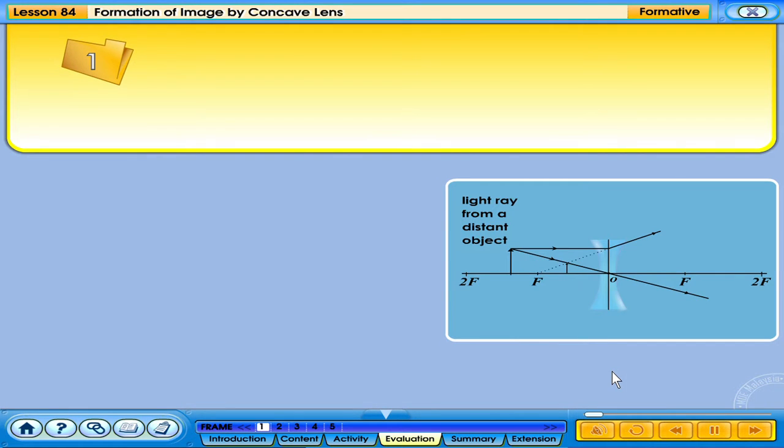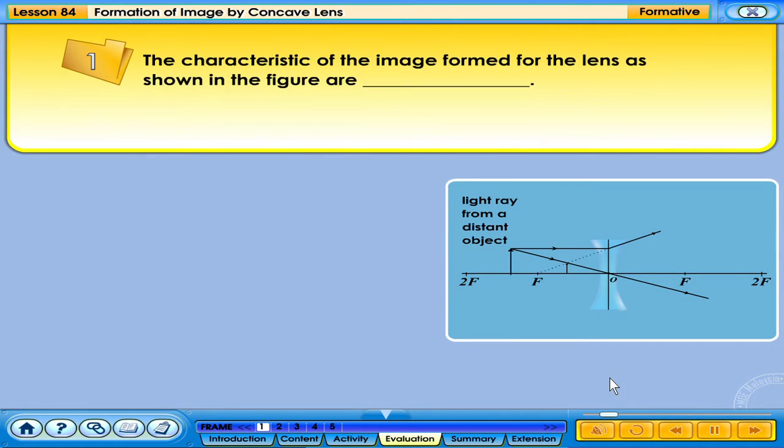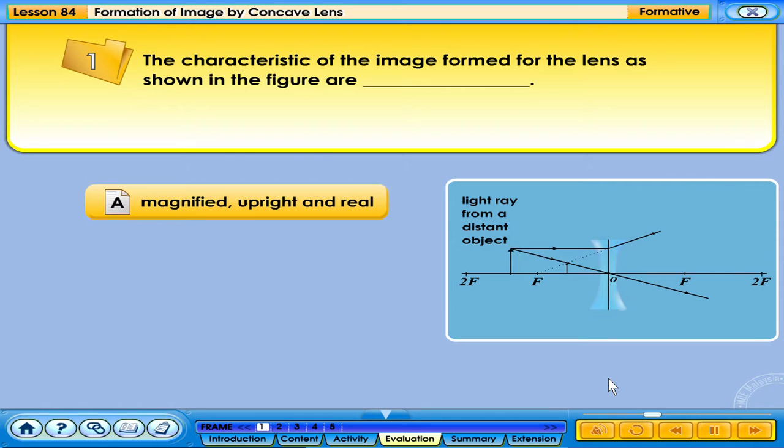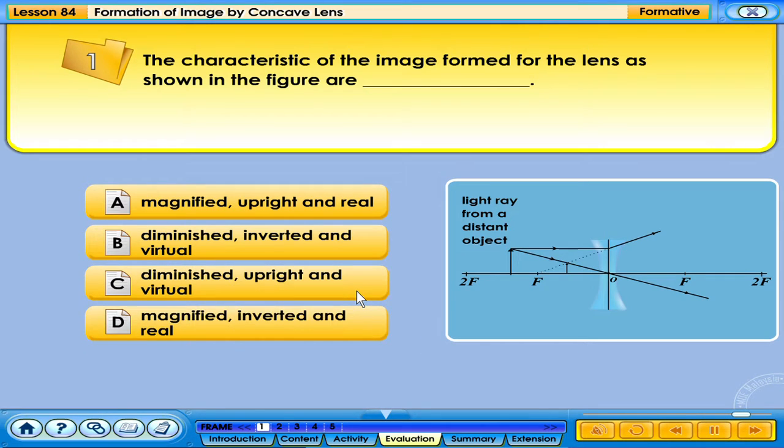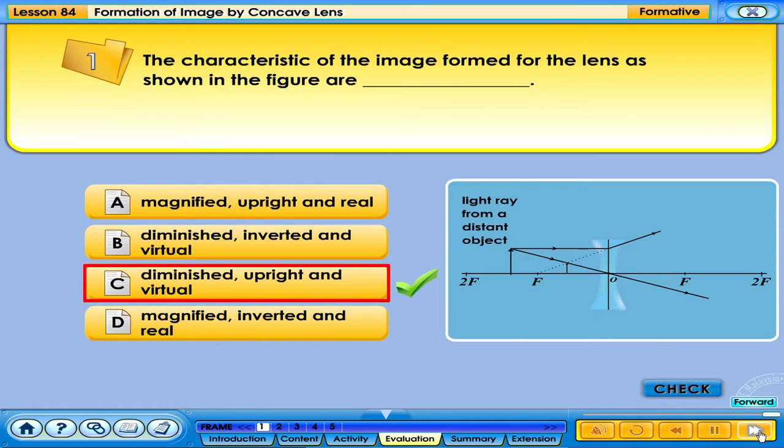Click on the correct answer. The characteristics of the image formed by the lens as shown in the figure are: A. Magnified, upright and real. B. Diminished, inverted and virtual. C. Diminished, upright and virtual. D. Magnified, inverted and real. Your answer is correct.